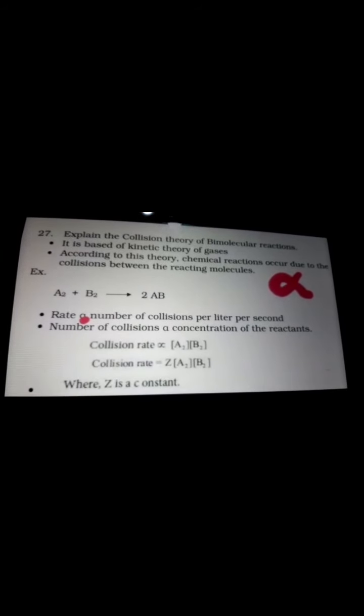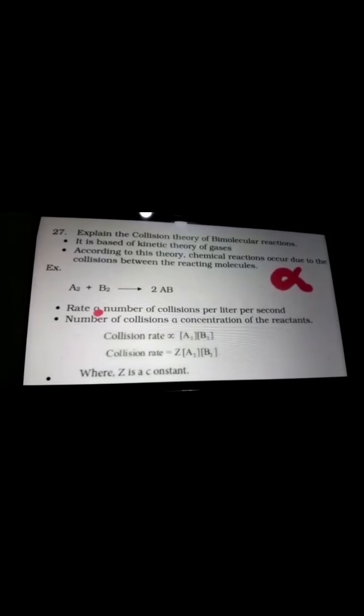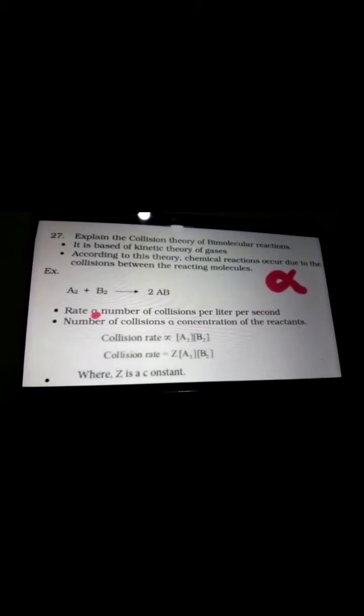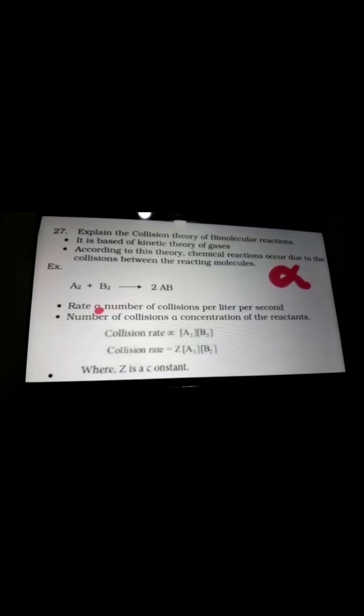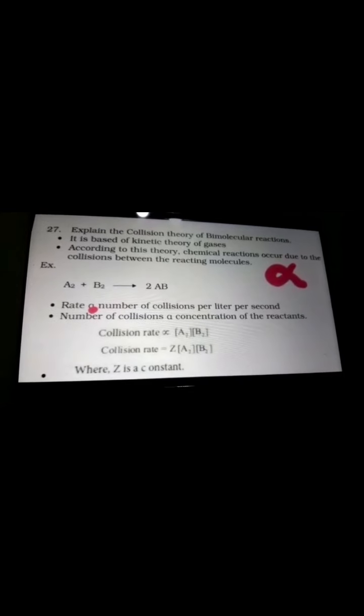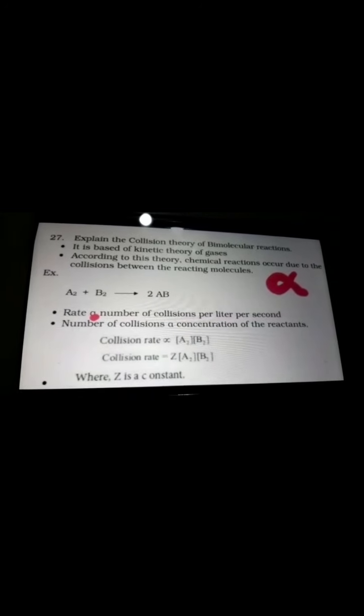Now we will discuss the collision theory of bimolecular reactions. From the name itself, we can understand that collision means the molecules will bombard and collide with each other. That is what happens in the kinetic theory of gases. The molecules come close to each other, dash against each other, react, and finally give you product.